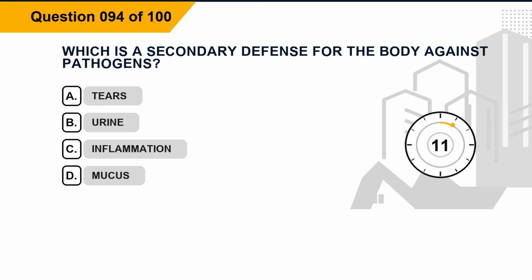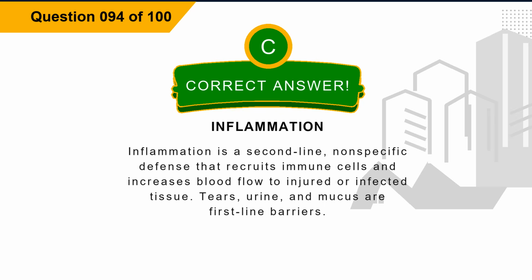Question 94. Which is a secondary defense for the body against pathogens? Option A, tears. Option B, urine. Option C, inflammation. Option D, mucus. The correct answer is option C, inflammation. Explanation: inflammation is a second-line, non-specific defense that recruits immune cells and increases blood flow to injured or infected tissue. Tears, urine, and mucus are first-line barriers.